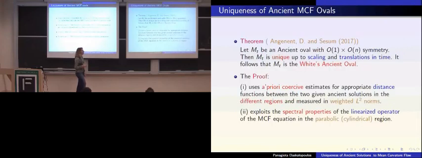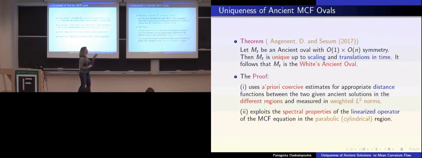Okay, now. The theorem that we recently showed, we have been checking all the last details, and we should post it soon, is that if you have an ancient oval with O1 cross On symmetry, this is unique up to the two parameters that we have, which are scaling and translating the original time t, the time t, this tau and t. Remember, we will be working with tau, but this is t. And so, therefore, the only ones that we have in this case are the White's ovals.